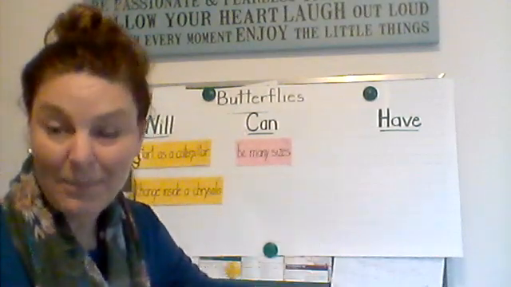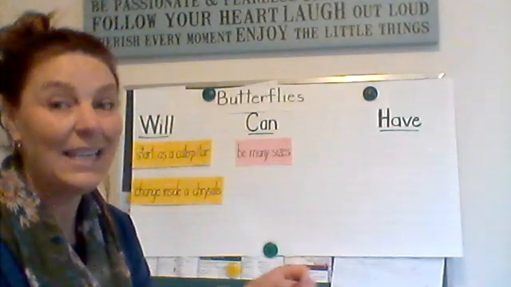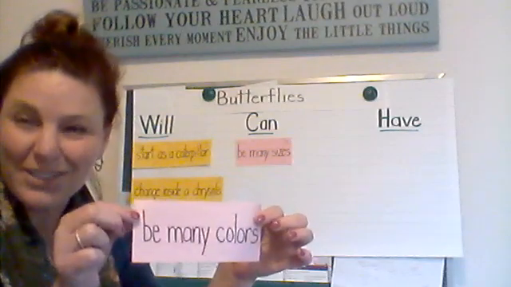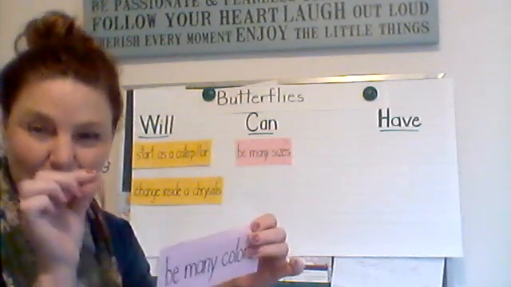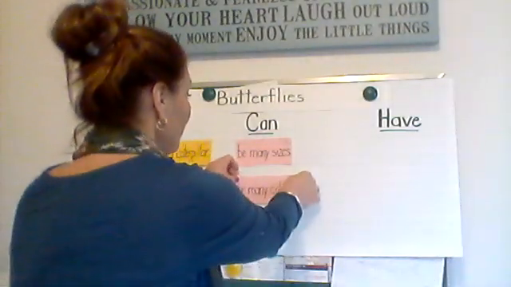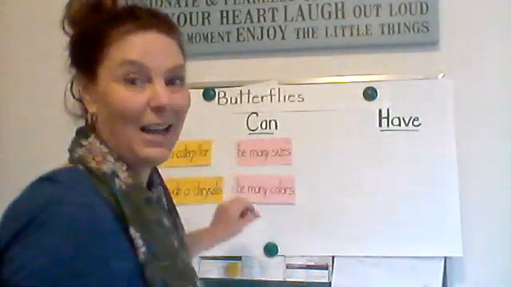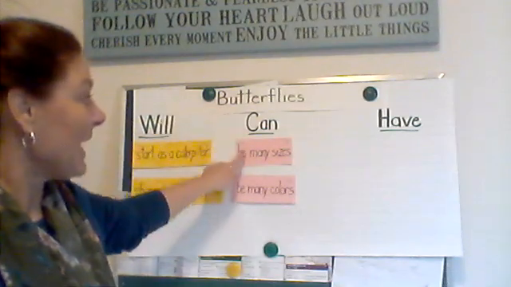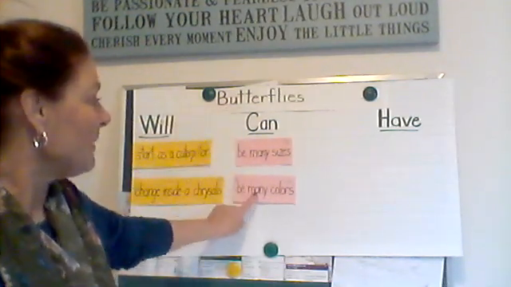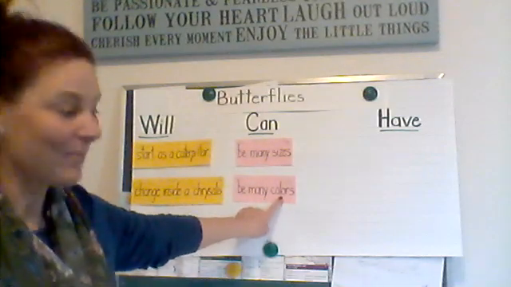And not only can they be many sizes, but I did hear that author tell me that they can be many colors. It showed us how those scales are really, really tiny, but that's what makes the color of the butterfly. So now I have butterflies can be many sizes and butterflies can be many colors.